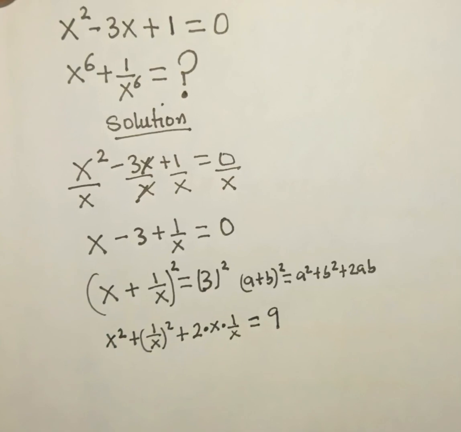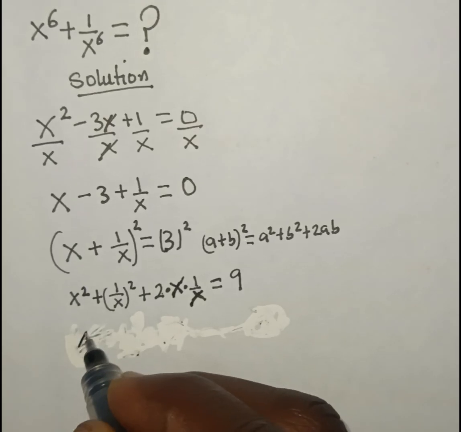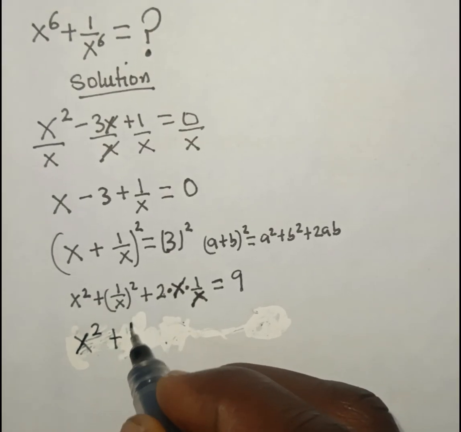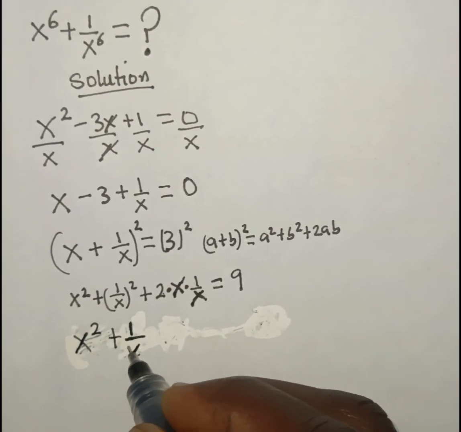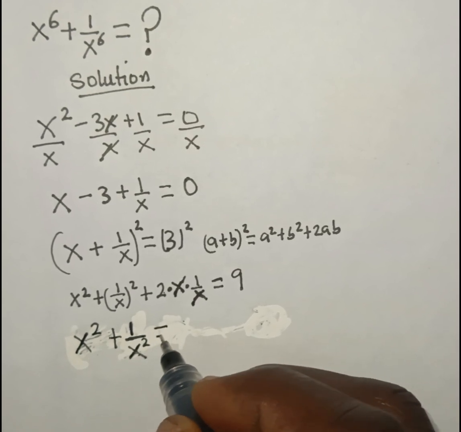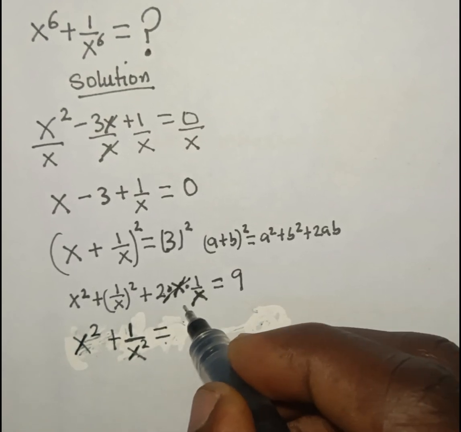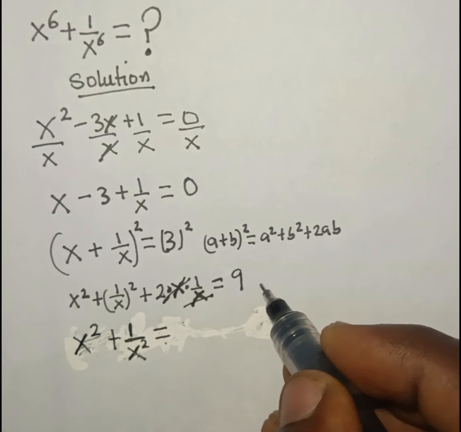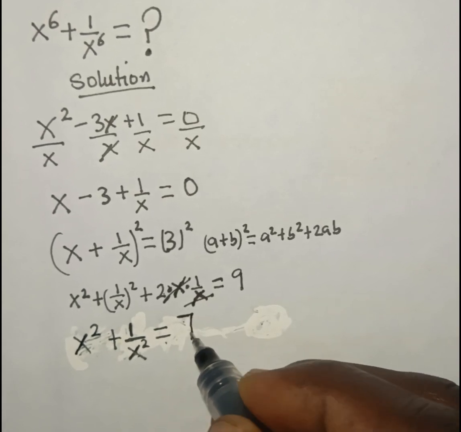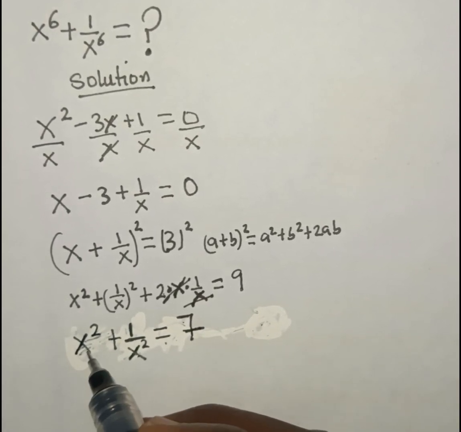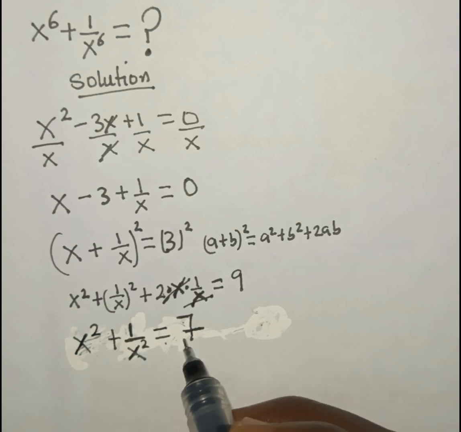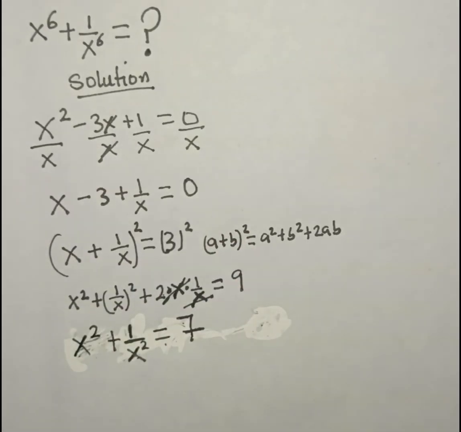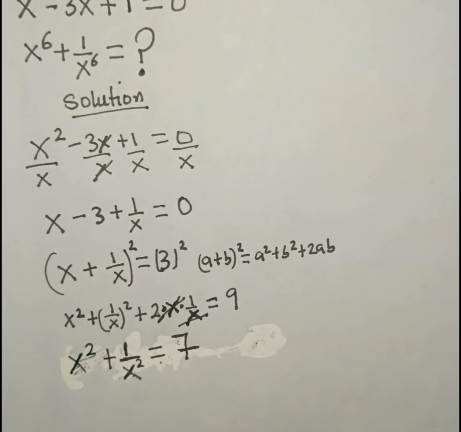So the next thing we're going to do is to simplify further. So here we are going to have x raised to the power of 2 plus 1 all over x squared, which is going to be what? 1 squared is the same as 1 all over x to the power 2 is the same as x squared, which is going to be equal to, this x here is going to cancel this x. 2 multiplied by 1 is the same as 2. And when we take that 2 to the right hand side, it becomes negative. 9 minus 2 is going to give us 7. So therefore we get x to the power 2 plus 1 all over x to the power 2 to be equal to 7. And if you look at what we are looking for, it is x raised to the power of 6 plus 1 all over x to the power 6.